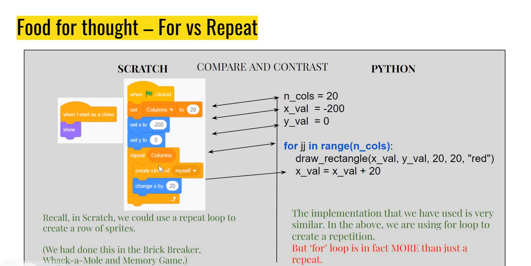So what's happening in this code is that this particular portion is being repeated 20 times. And likewise, this particular portion is being repeated 20 times. So the way we have used the for loop so far is in fact exactly equivalent to what happens in the Scratch repeat loop. But as I've been mentioning again and again, for loop is in fact more than just a repeat. So in what way is it more? And what can we do with it if it's more, right? Let's see this as we go forward.